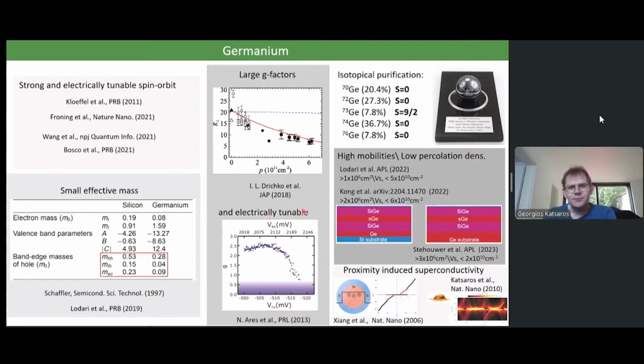It is electrically tunable. That's work from my postdoc time with the student I was working with at that time, Natalia Ares, where we could show that by changing the electric field, we can significantly change the value of the g factor. Similar to silicon, germanium can also be isotopically purified. By now, there are very, very high mobility germanium quantum wells. And a very nice plus is that if you want to work with hybrid devices, it is rather straightforward to induce superconductivity via the proximity effect in germanium.